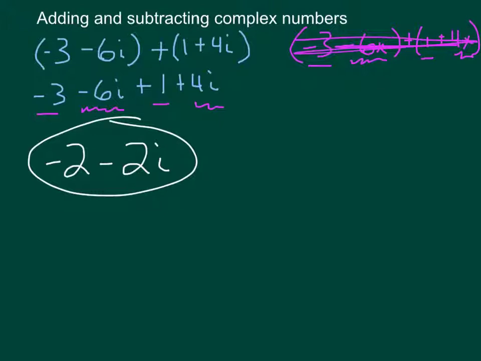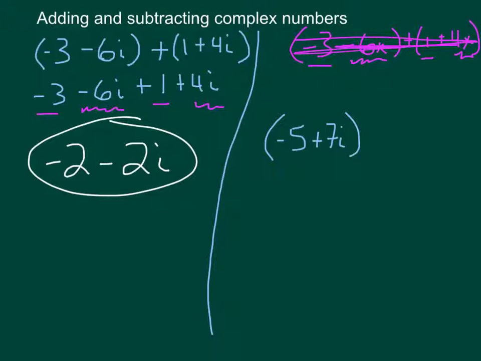Okay, now let's work on one that's subtraction. So I'm going to rewrite a new problem here, and maybe we'll draw a line down here, that way we don't get the two confused. But we've got negative 5 plus 7i minus 8 plus 4i. So we're going to be treating these basically the same. The only difference is that this negative here has to be distributed to everything inside of there. So when I rewrite this one, I'm going to account for that.